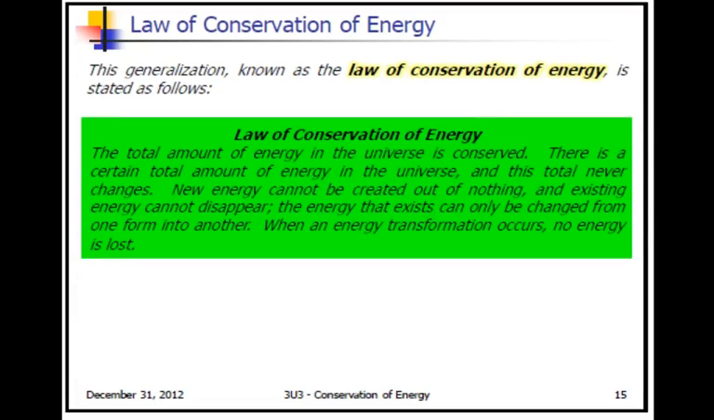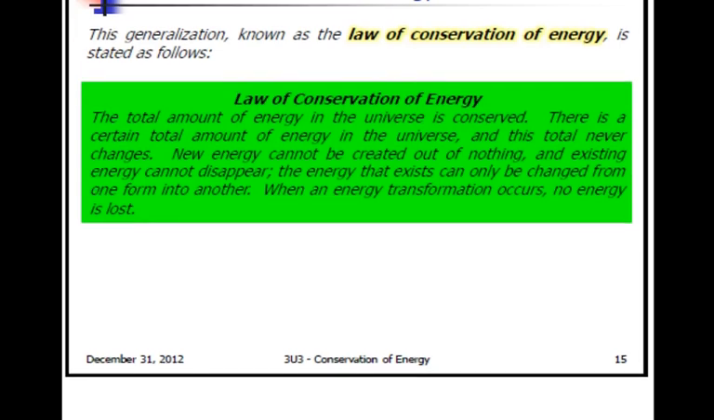So here, in green, I'd like you to copy down the law of conservation of energy. The total amount of energy in the universe is conserved. There's a certain total amount of energy in the universe. This total never changes. New energy cannot be created out of nothing, and existing energy cannot disappear. The energy that exists can only be changed from one form into another. When an energy transformation occurs, no energy is lost.